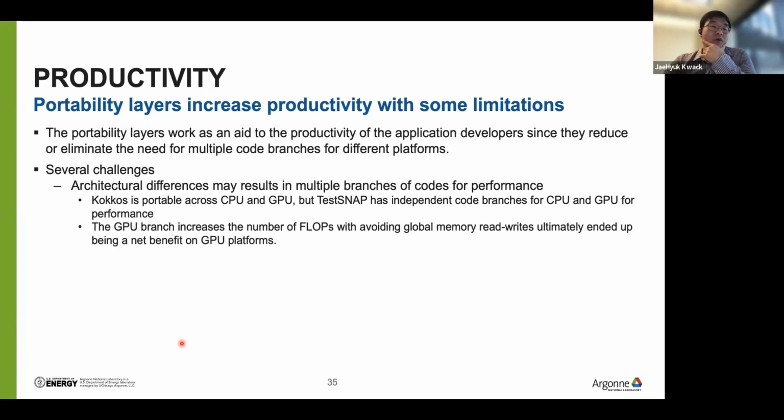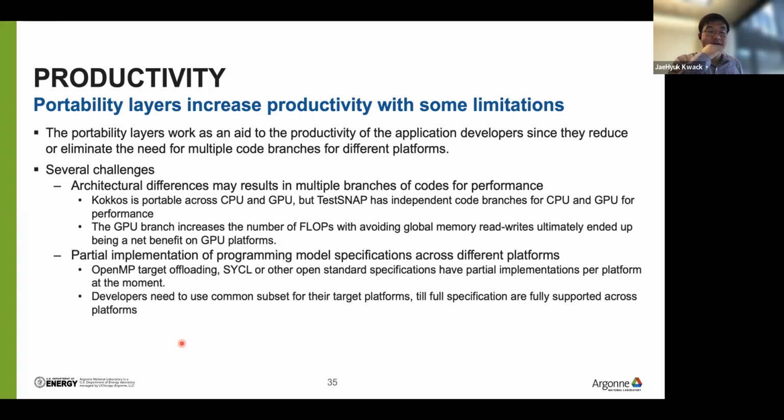One observation is that architectural differences may result in multiple branches of code. For example, Kokkos is portable across CPU and GPU, but what we see in the testnet is that it has independent code branches for CPU and GPU. The reason is that the GPU branch increases the number of flops while avoiding global memory reads and writes, so it ends up being a net benefit for the GPU platform. This kind of architectural difference can make people consider additional branches. So this is kind of the pros and cons in terms of productivity.